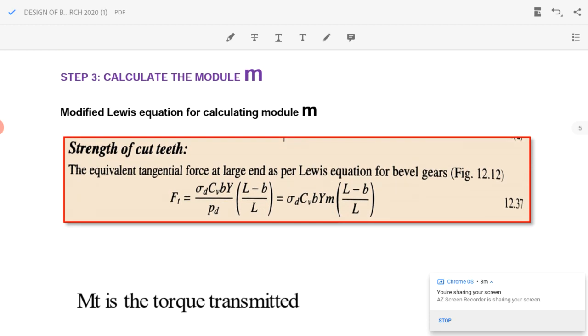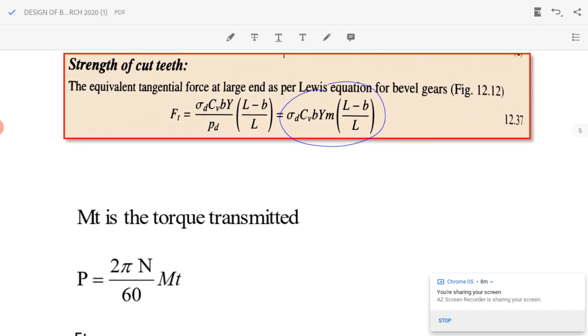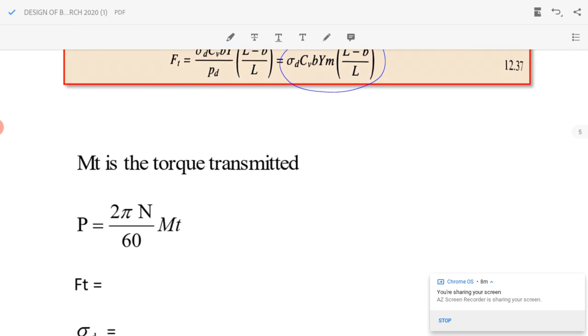So this is our equation to find the module from equation 12.37. I have this equation sigma Ft equal to sigma d Cv, take this second equation, sigma d Cv B by M L minus B by L, where Ft is the transition load. We have already seen in the previous lectures. Ft I can write in terms of torque. So Mt equal to 60 p by 2 pi n. That's our first equation. Mt equal to 60 p by 2 pi n and Ft equal to 2 mt by d.